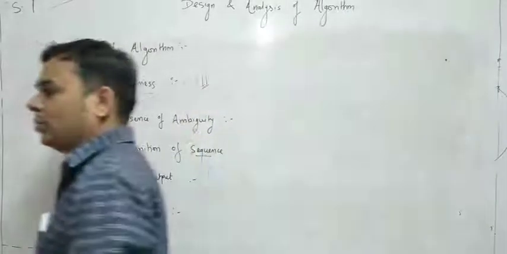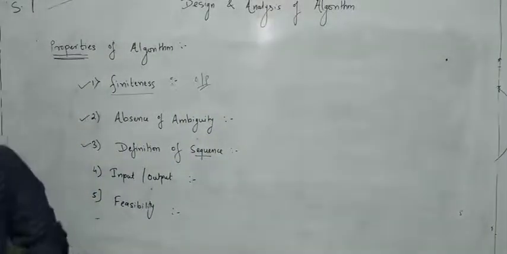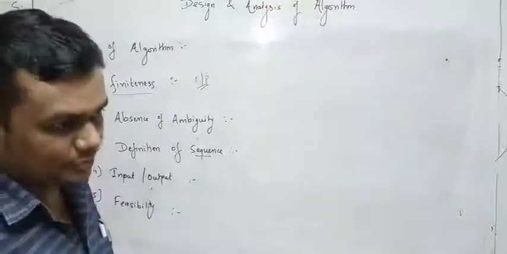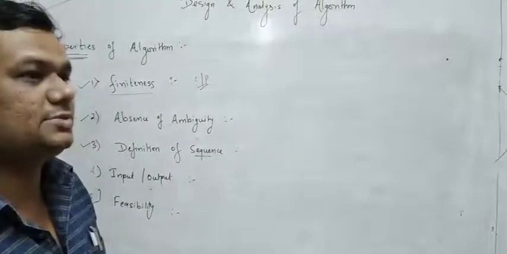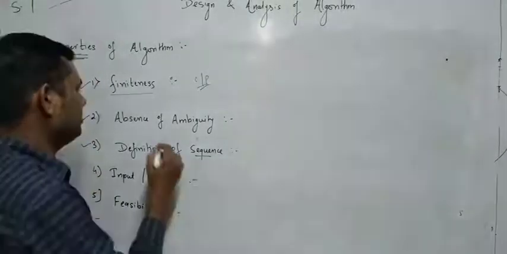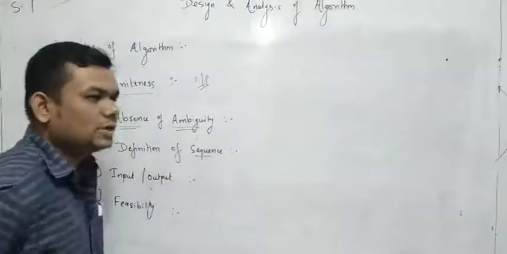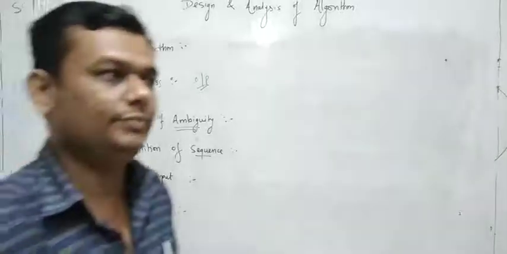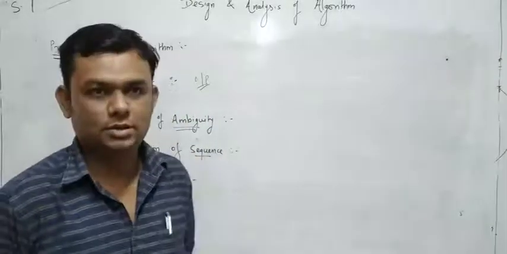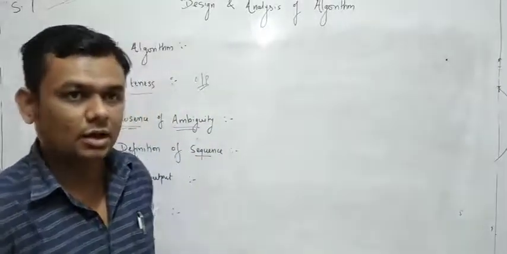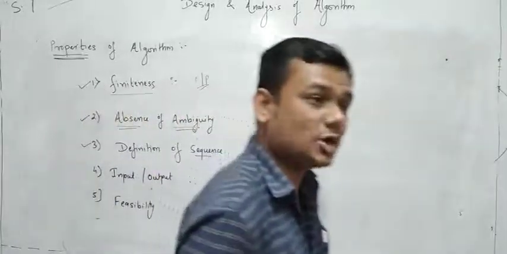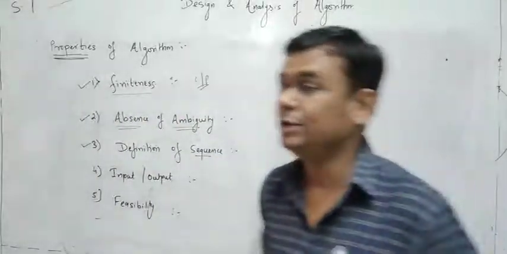Next one is absence of ambiguity. So friends, you know, an algorithm is a step-by-step execution of a program, meaning a sequence of steps, and each and every step in the algorithm must be clear and unique. It is not ambiguous, meaning it does not repeat or duplicate.